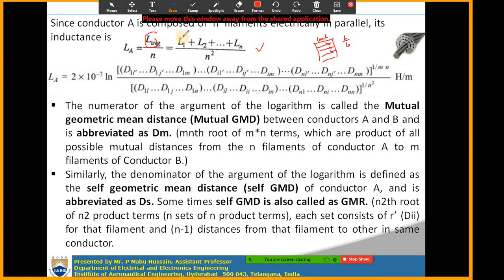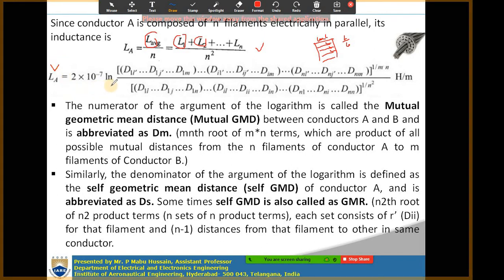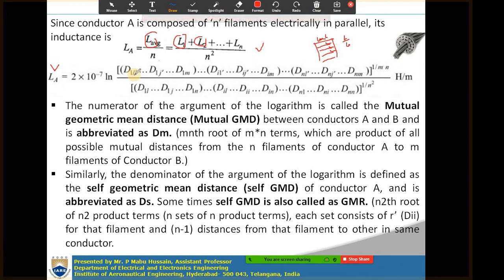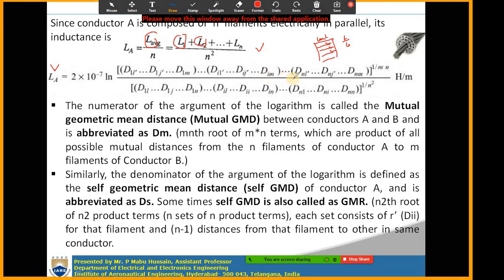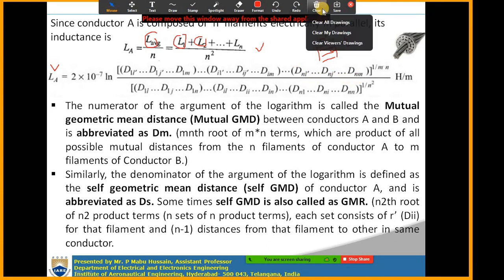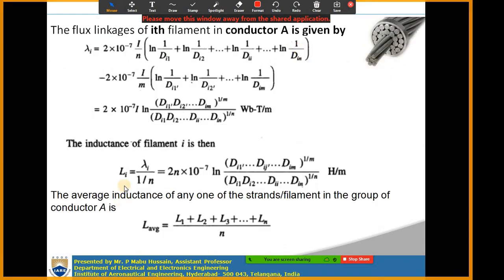Okay. So, now here you have to substitute the L1, L2 up to Ln inductance values. Then the final expression for inductance LA is equal to 2 into 10 power minus 7 ln of d11 dash up to d1m, and d_i1 dash, d_ij dash, d_im, then d_n1 dash, d_nj dash, d_nm. So, that means you have to substitute all the inductances. Okay. So, you see here you have calculated the inductance of only one strand.